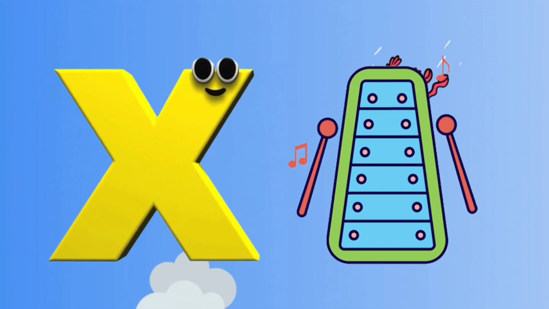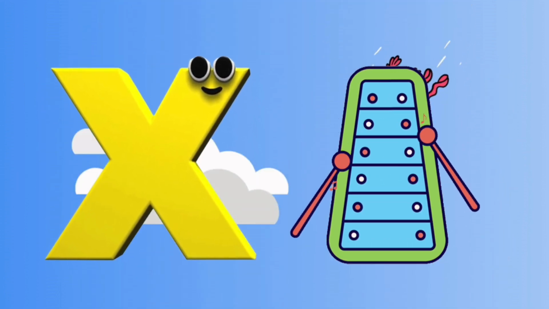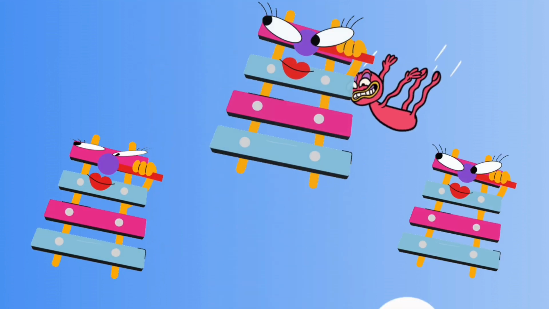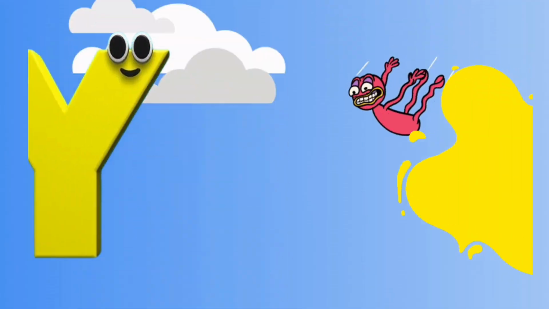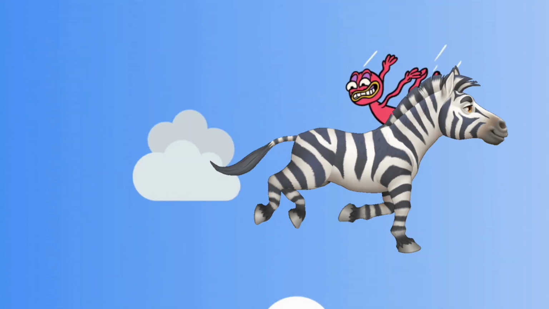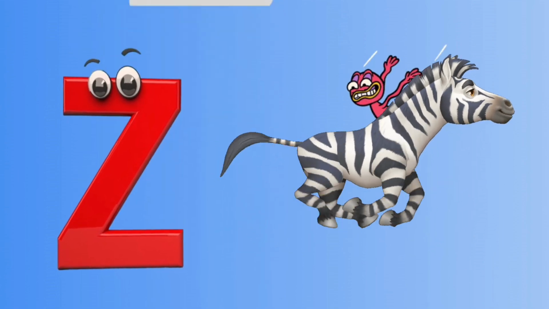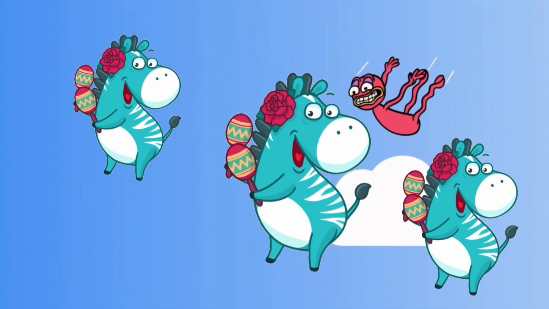X is for xylophone, x, x, xylophone. Y is for yellow, y, y, yellow. Z is for zebra, z, z, zebra.